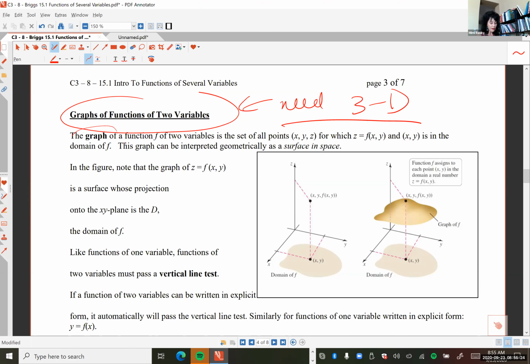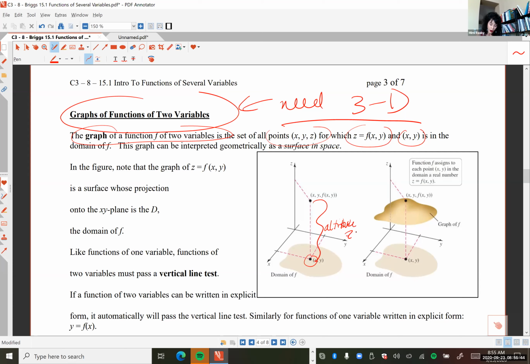The graph of a function of 2 variables is the set of all ordered triples for which z is equal to f of (x, y). So (x, y) is in the domain. You're going to feed it a point here, and then it's going to give you a z coordinate. And the z coordinate gives you the altitude or the height.